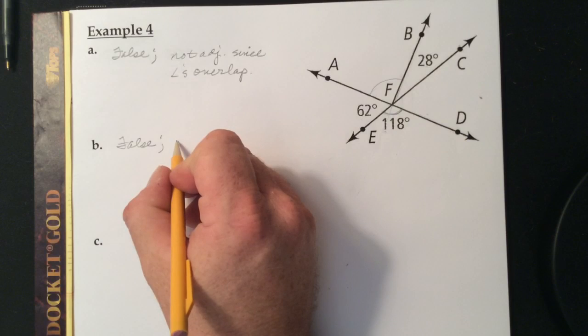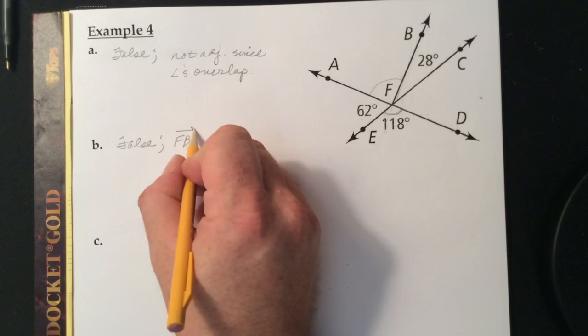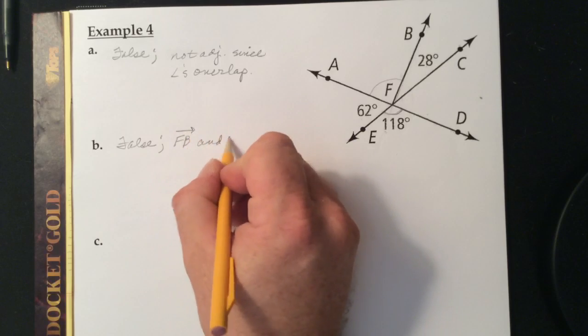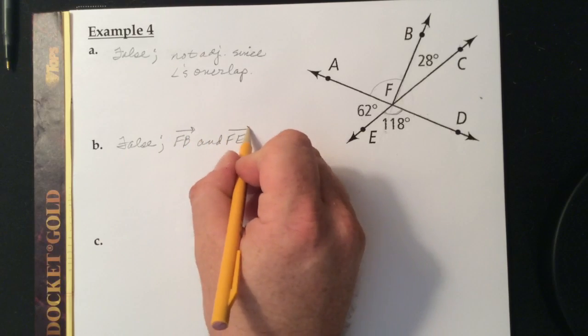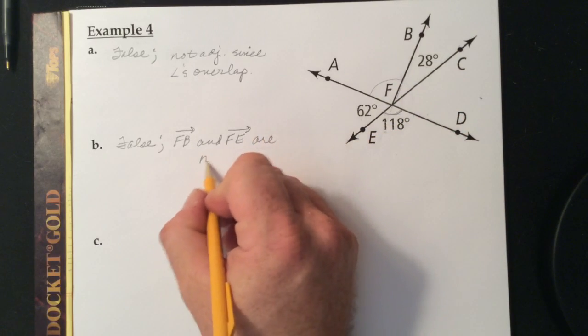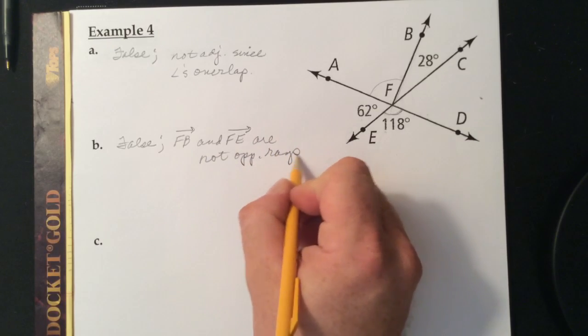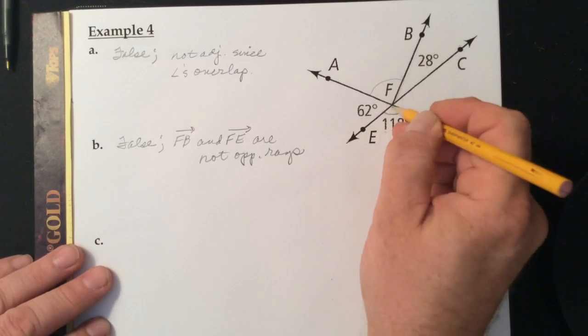So we can write something like this. Ray FB and ray FE, FB and FE, are not opposite rays. This is not an opposite ray with this one.